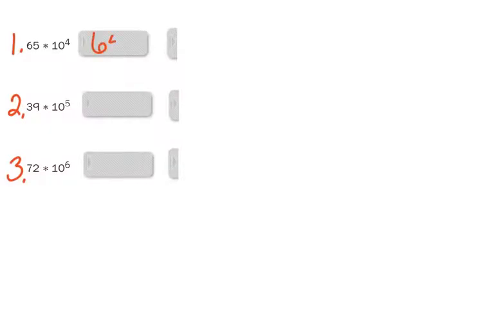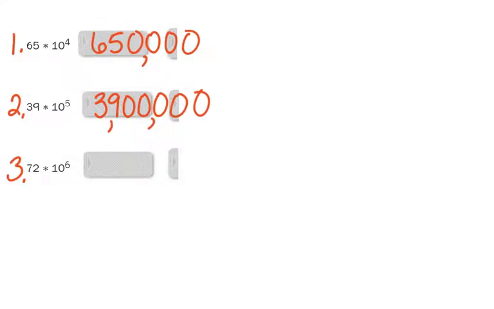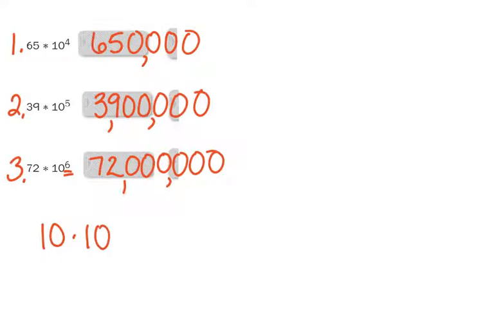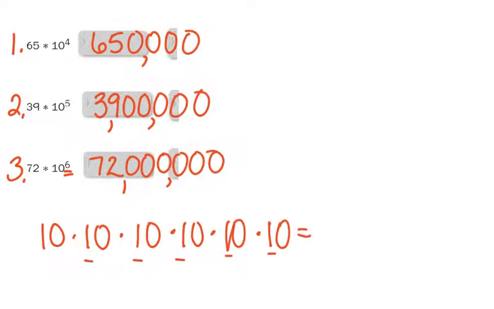Number 1 is 65 times 1 is 65 with 4 zeros behind it. 650,000. 39 times 1 is 39 with 5 zeros. 1, 2, 3, 4, 5. 3,900,000. And 72 times 1 is 72 with 6 zeros. Remember, 10 to the 6th power means 10 times 10 times 10 times 10 times 10 times 10. And just remember, 1 times 1 times 1 times 1 times 1 times 1 is 1. And then you just put the zeros behind it.